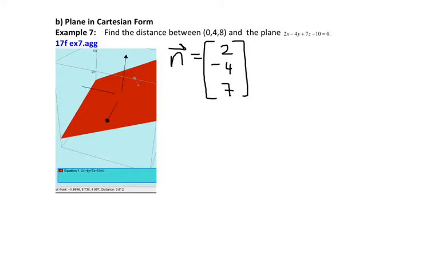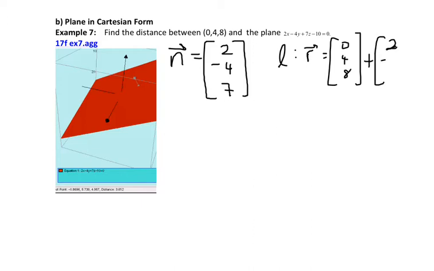And now here's my point. So I know that the equation of the line that's going to go through is going to be r equals 0, 4, 8 plus 2, -4, 7. And again, I'll use lambda. So this is the equation of this line. Now I want to know my point of intersection. So I've got my x, y, z values. I'm going to plug those into here to find out what lambda needs to be.